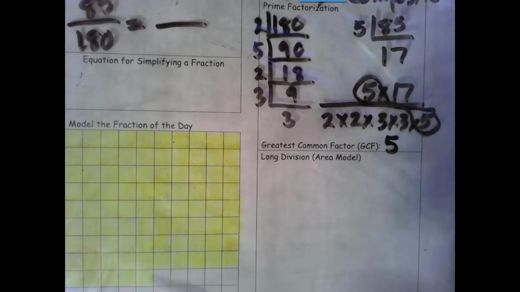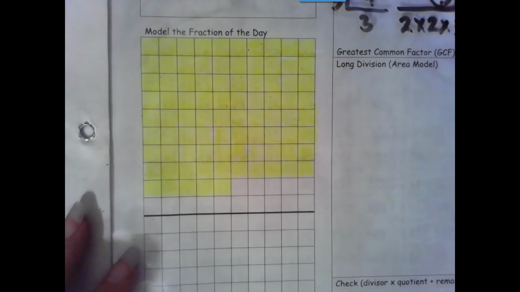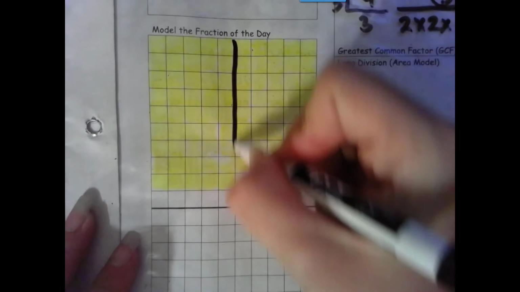All right, let's go ahead and make our groups of 5 in our model. So we can do our division with our model.